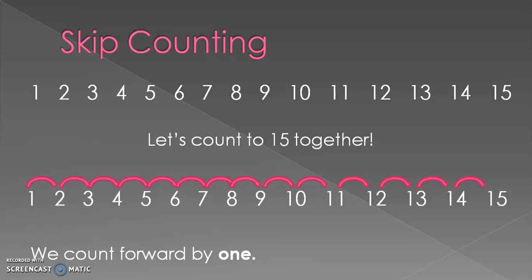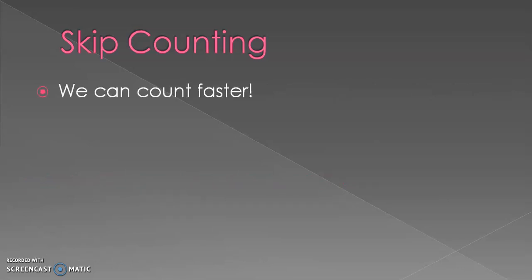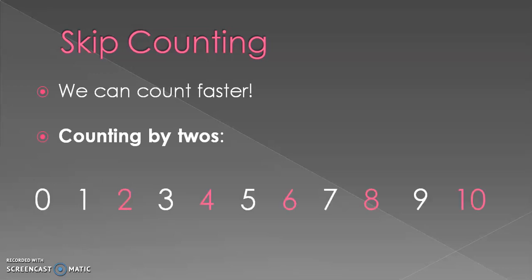Now, skip counting allows us to skip certain numbers. So, we can count faster by counting in 2s. How do we count by 2s? Let's use 1 to 10 to show you, starting from 0. We start from 0 and we skip 2 numbers. So, what's the next number after 0? 1. The second number after 0 is 2. So that means by 2s we get 2.